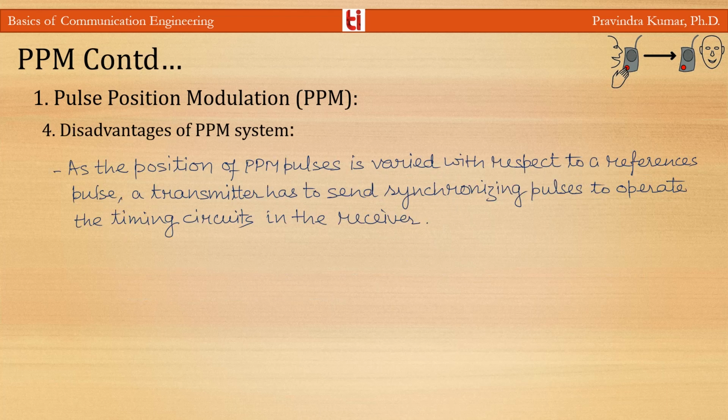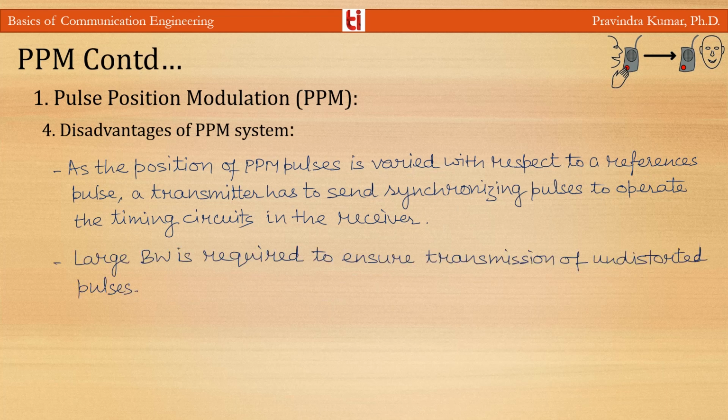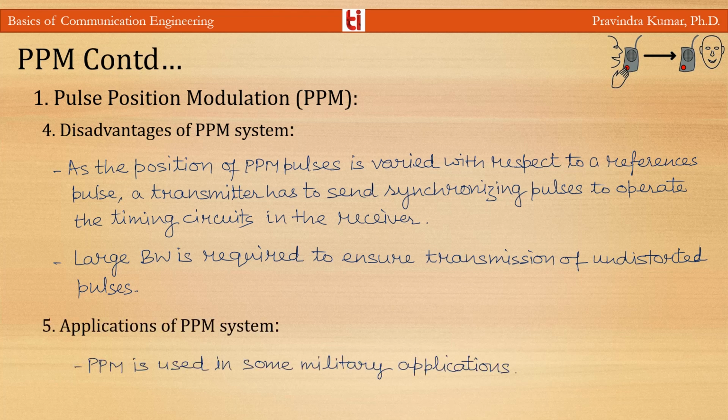Now, the disadvantages. As the position of the PPM pulses is varied with respect to the reference pulses, a transmitter has to send synchronization pulses to operate the timing circuits in the receiver. Without them, it would not be possible to achieve demodulation, and a large bandwidth is required to ensure transmission of undistorted pulses. As for applications, PPM is used in some military applications.